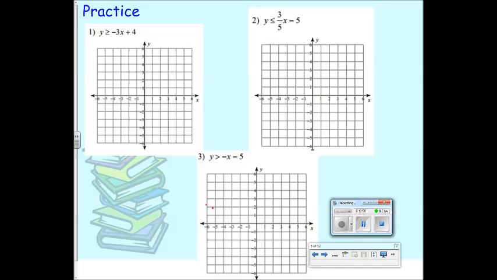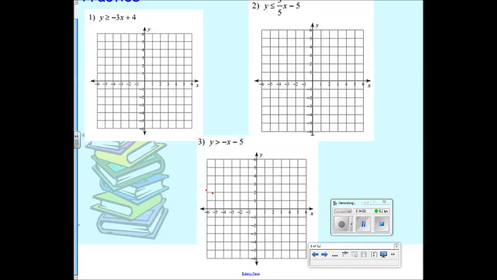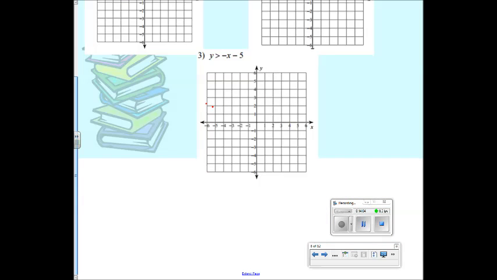Number 3 is already in y equals mx plus b. If it's already in y equals mx plus b, we're ready to graph it. What if it weren't? Then we solve it for y, exactly. So get it to y equals mx plus b.